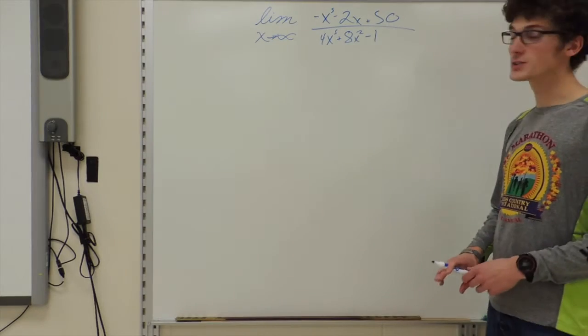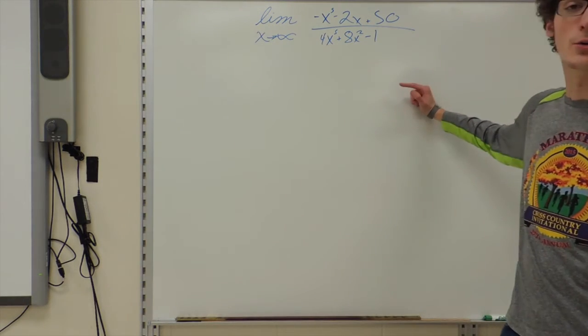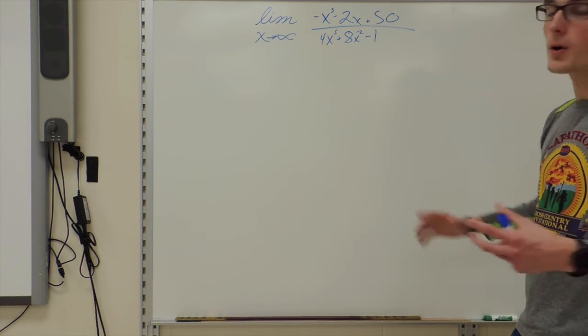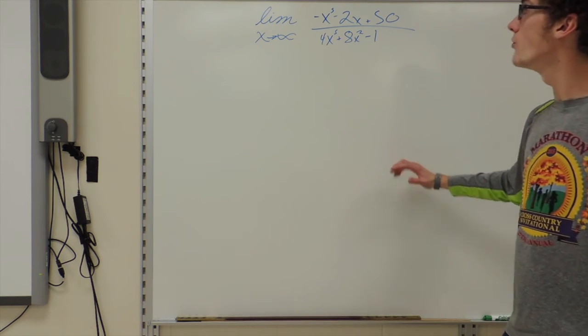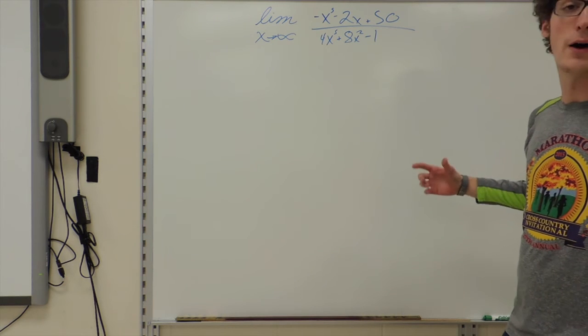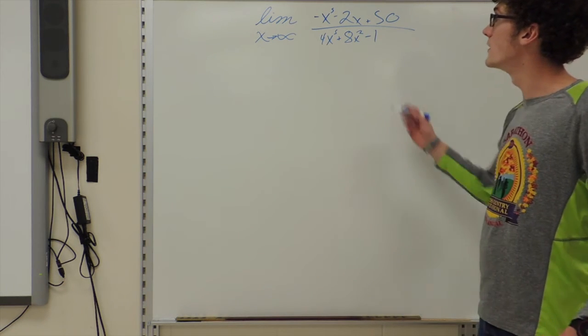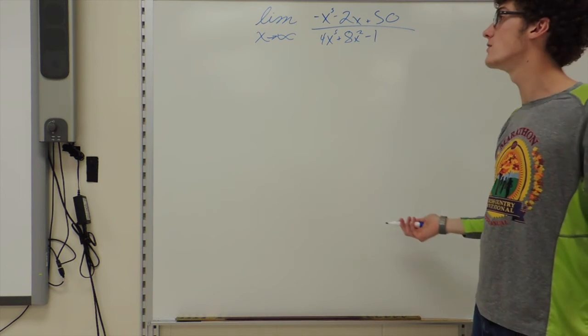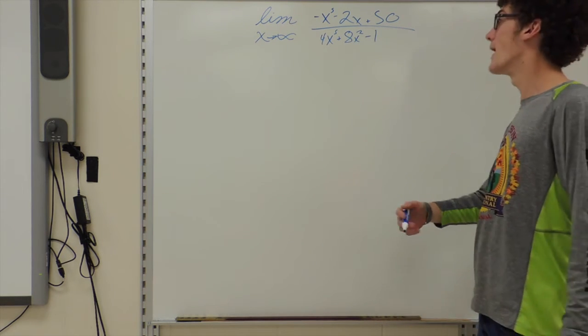Alright guys, so for this one, I'm going to teach you a little shortcut to limit equations as x approaches infinity. For these ones, the only part that really matters is the coefficients of the highest power. So in this one we have the function of negative x to the fifth minus 2x plus 50 all over 4x to the fifth plus 8x squared minus 1.